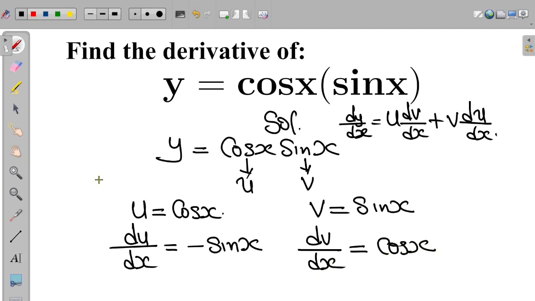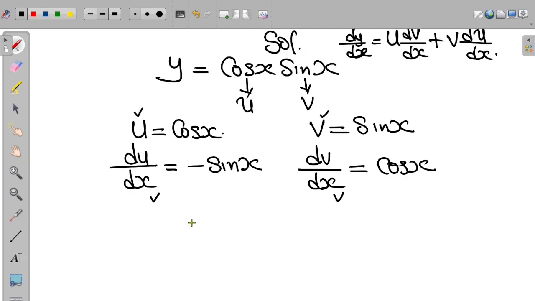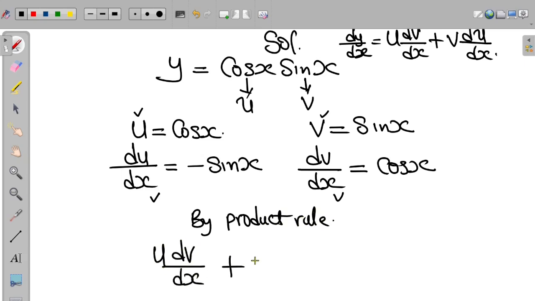So at this point, we have u, we have v, we have du over dx, and we have dv over dx. So we substitute these values into the product rule. Thus, by product rule, we have that u dv over dx plus v du over dx.